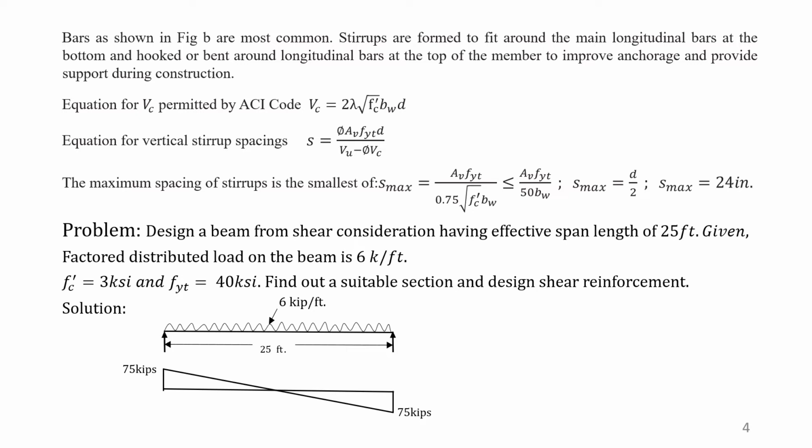So we have to now go for finding out the shear reinforcement and the spacing of the shear reinforcement. For that, first of all we have to calculate the shear force. Maximum shear force is at the support, and this is WL by 2, and this gives a value of 75 kips at the support, and at the middle of the beam the shear will be 0.